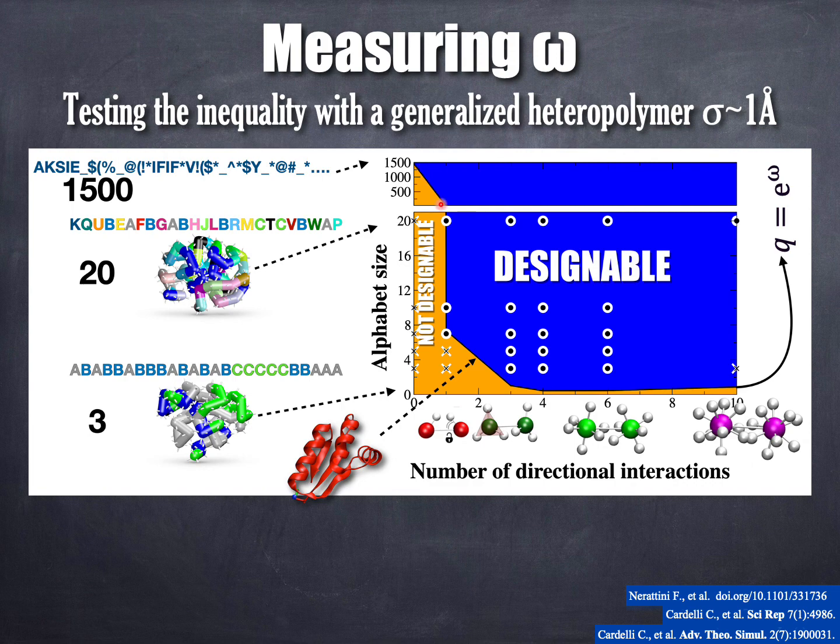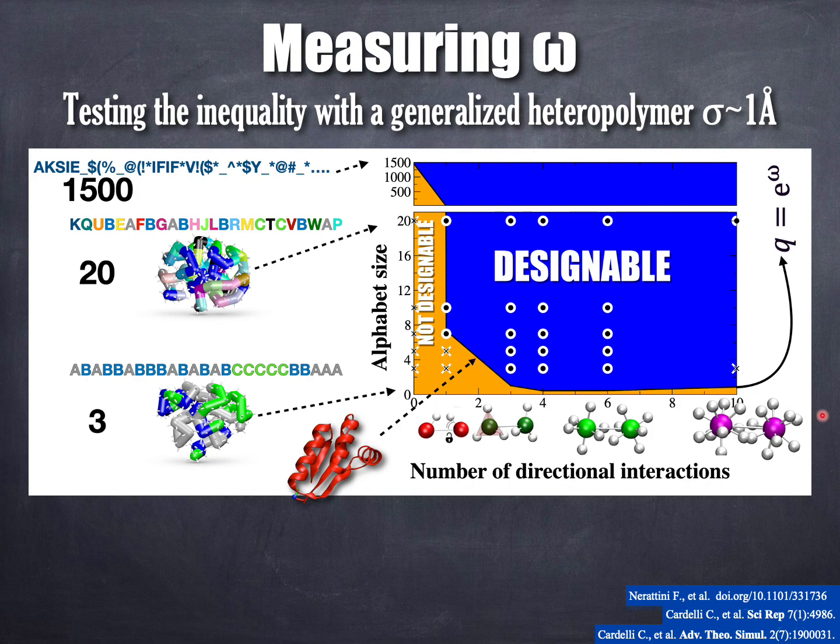But as soon as you increase the number of directional interactions down to 2, you immediately go to much simpler phase diagrams and alphabet size and hence manageable systems.